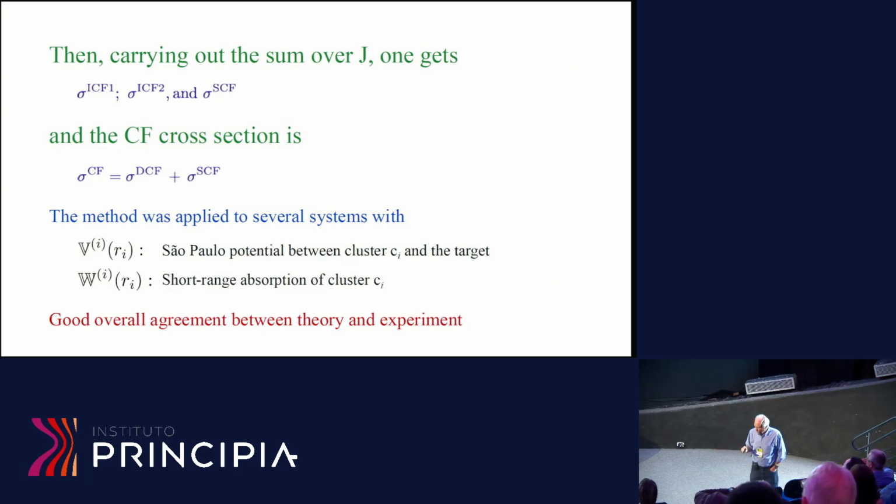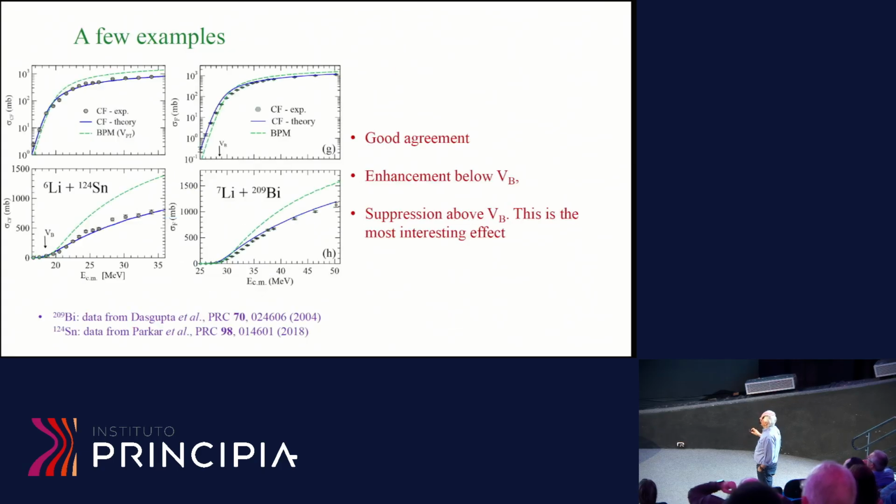I'll give just a couple of examples: the collision of lithium-6 with tin-124 and lithium-7 with bismuth-209. I'm showing the results in a logarithmic and a linear scale, and you can see that the agreement between theory and experiment is okay.